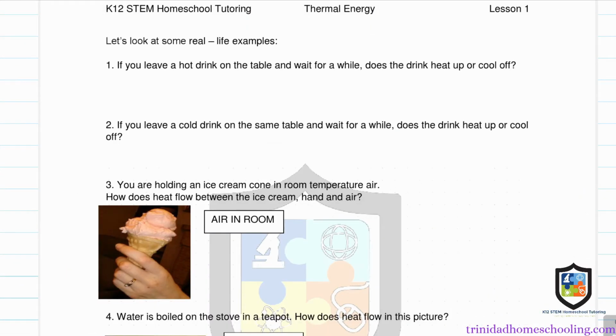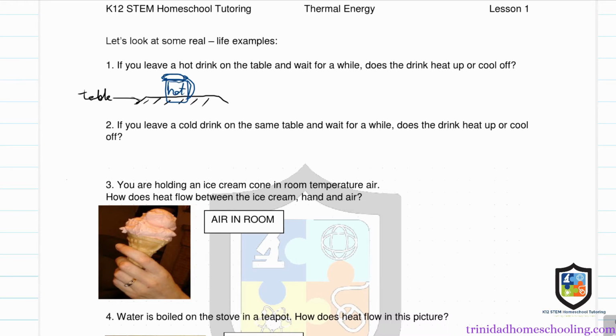So example 1. If you leave a hot drink on the table and wait for a while, does the drink heat up or cool off? Sounds like a trick question, right? You could probably give your friends this question and see what they come up with. So here we have a table. This is my table. And I have a mug on the table, and my mug has a hot drink in it. So here is hot.